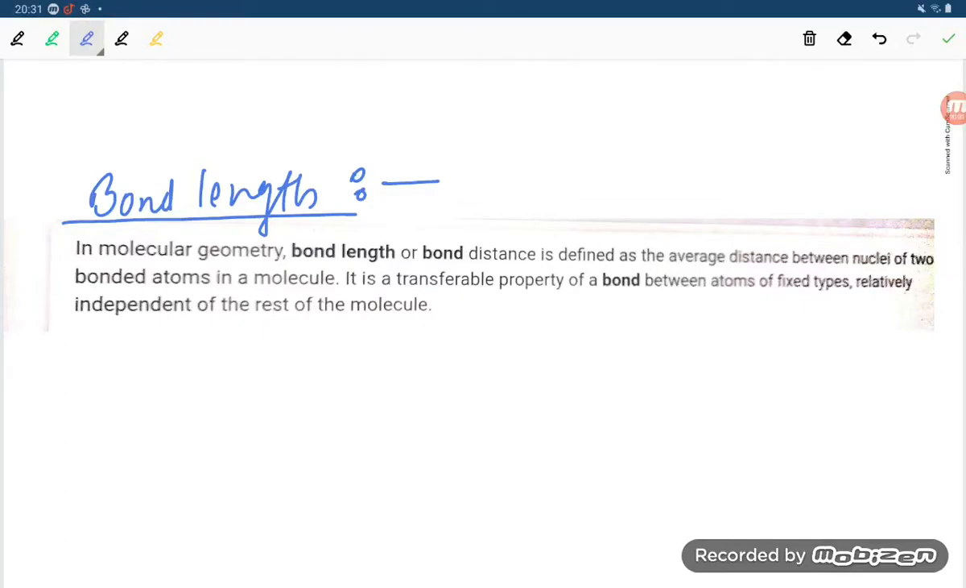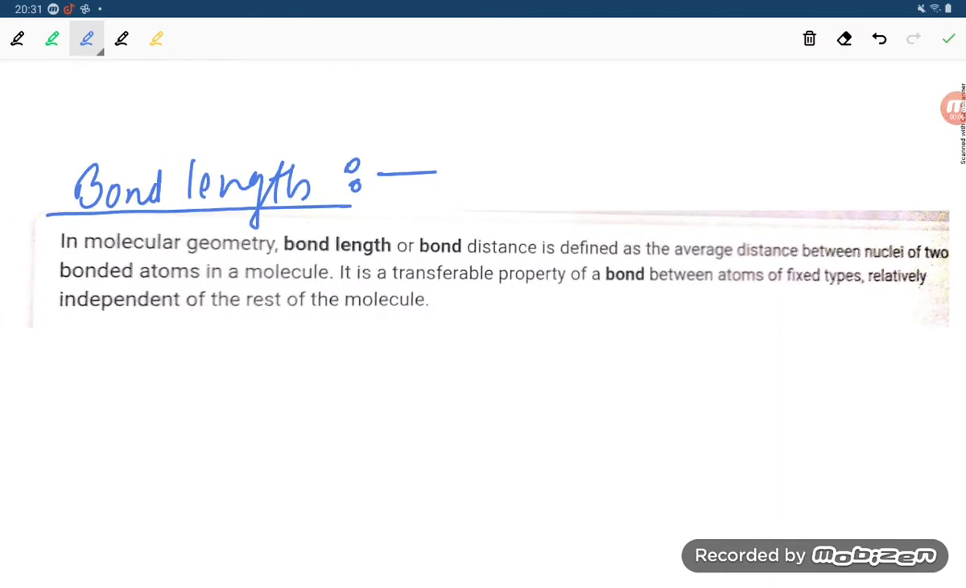Hello students, today we are going to discuss bond length. Let us try to understand what bond length is, students. In molecular geometry, the bond length or bond distance is defined as the average distance between nuclei of two bonded atoms in a molecule.